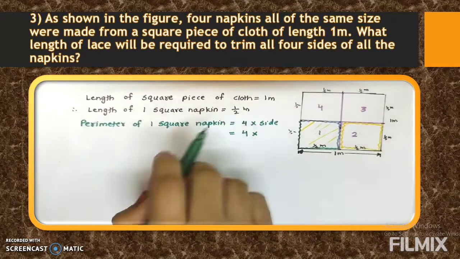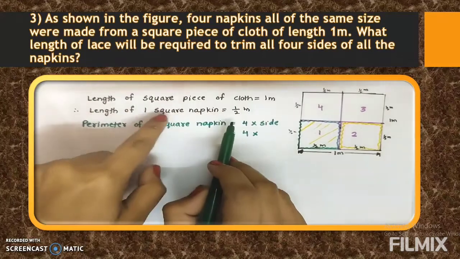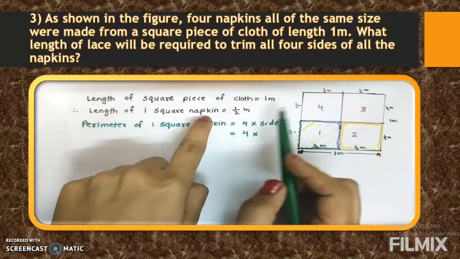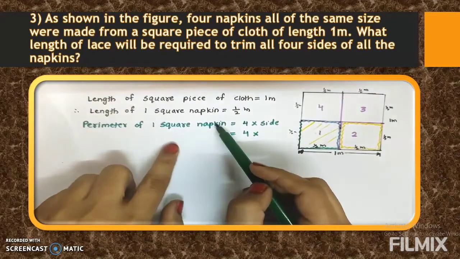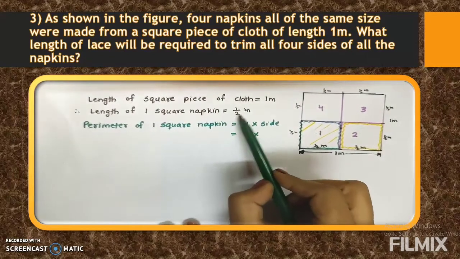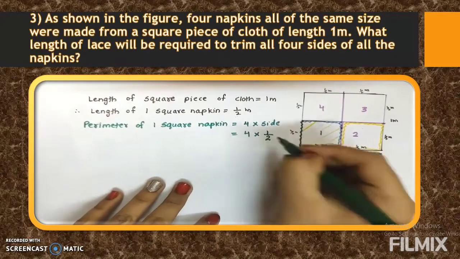Now which side will we write? We are finding out the perimeter of the square napkin, so we will see the length of the square napkin, not of the cloth. We will see the side of the square napkin only. So what is the side of the square napkin? Half meter. So here we will write half.